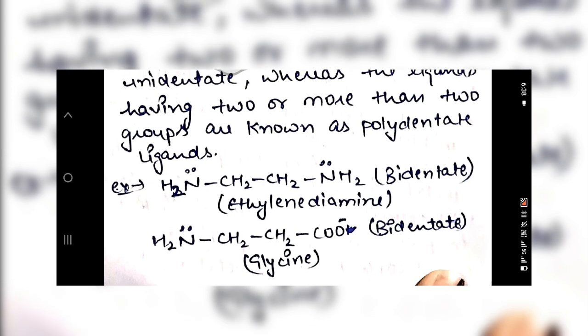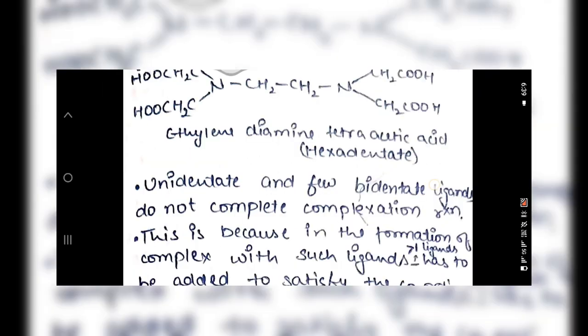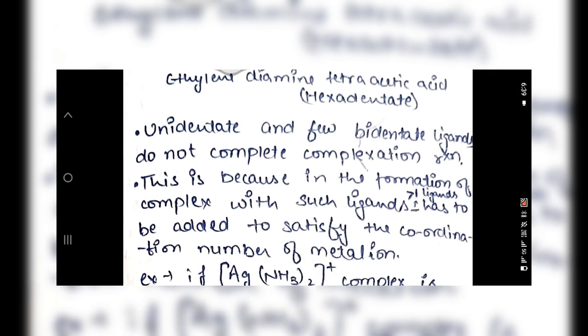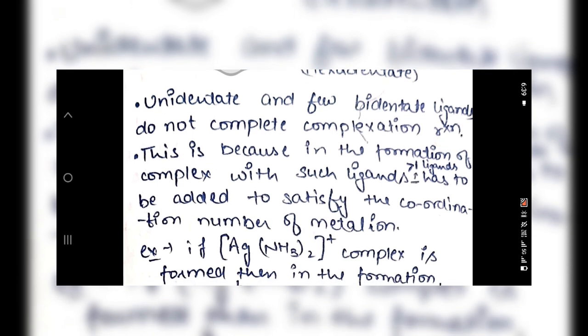For example, ethylene diamine is a bidentate ligand. Also, glycine is a bidentate ligand. Whereas ethylene diamine tetraacetic acid, which is EDTA, is a hexadentate ligand. Unidentate and few bidentate ligands do not complete the complexation reaction.